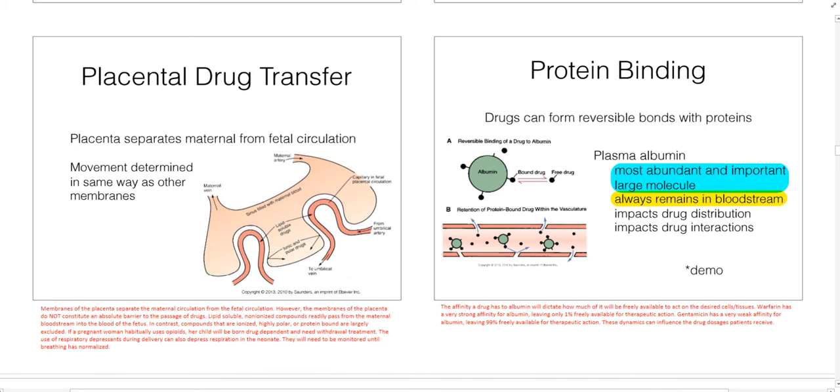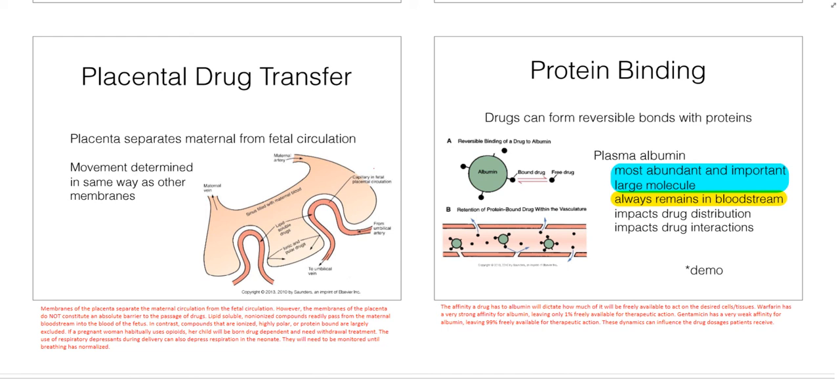Most drugs have some form of protein binding in the body. And most of the time they bind to plasma albumin. Albumin is the most important, the most abundant and largest protein molecule in the circulatory system. They always remain in the bloodstream because they are so massive, and they are able to affect distribution and interactions. Basically, all drugs seem to have some level of affinity for, or attraction to, albumin.